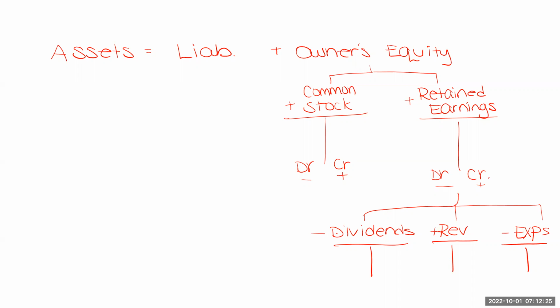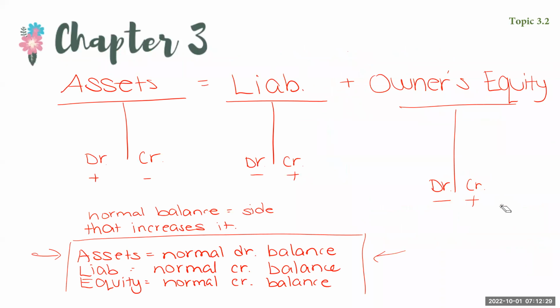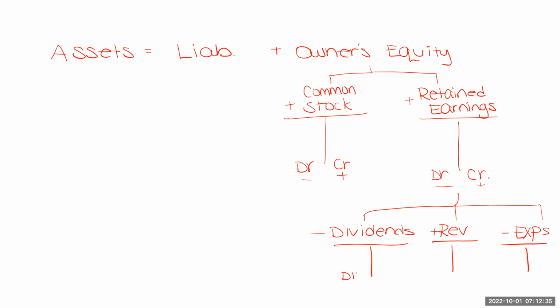Dividends and expenses decrease equity. So anything that decreases equity is going to have the opposite normal balance. So that means dividends and expenses are going to have normal debit balances. So if you want to increase dividends, put it on the debit side. Why? Because that's overall going to decrease equity, and we know that dividends does reduce equity.